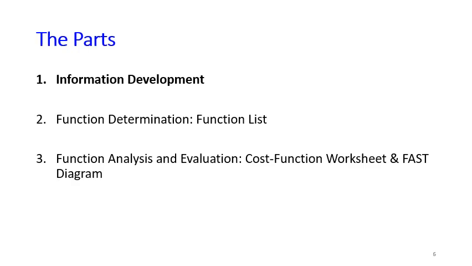The information stage is further divided into three parts. The first is the part where we develop the information. The second is the part where we determine the function, and the output is a function list. And finally, we perform a function analysis and evaluation, whose outputs are the cost function worksheet and a diagram called the FAST diagram. Now let's see the first part of the information stage, which is information development.